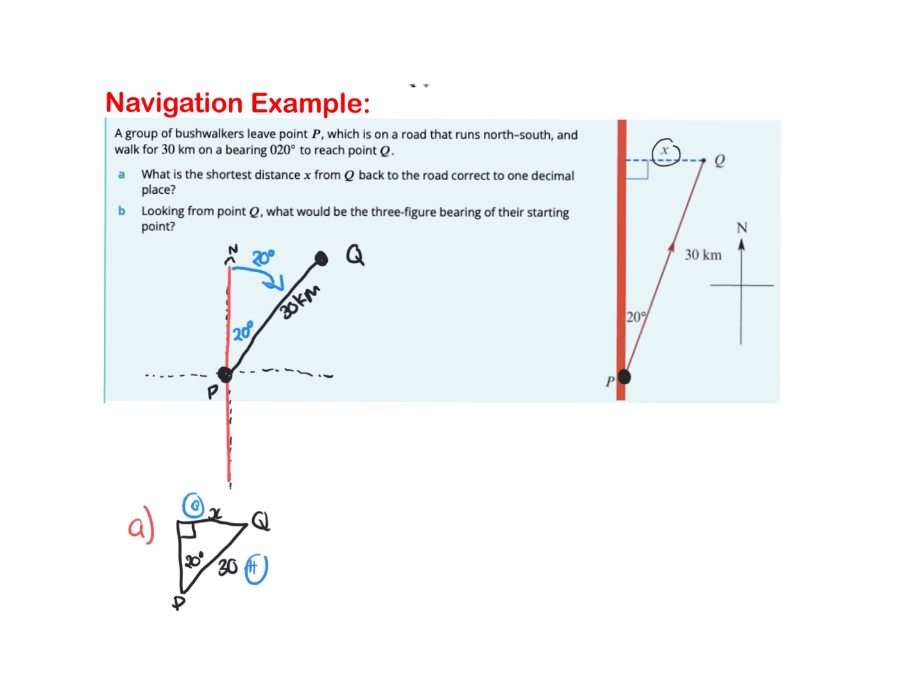So which formula would we be using? I'm going to write SOHCAHTOA up here to help us. Which formula has O and H in it? Sine, good. So we're going to say sine angle equals O over H. We're going to substitute in what we know: sine 20 equals X over 30.